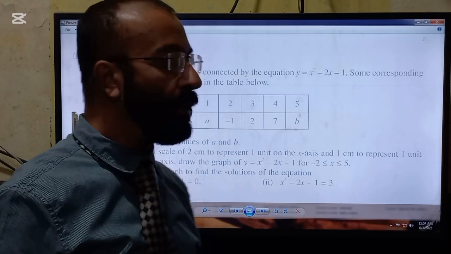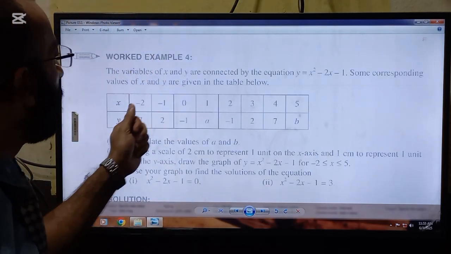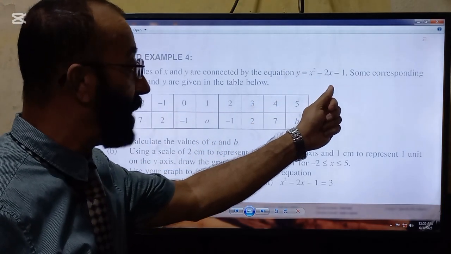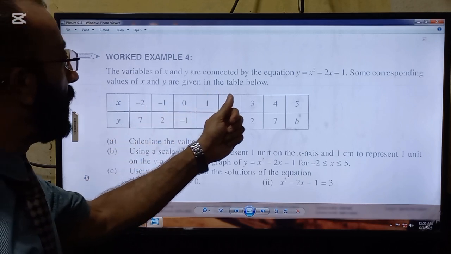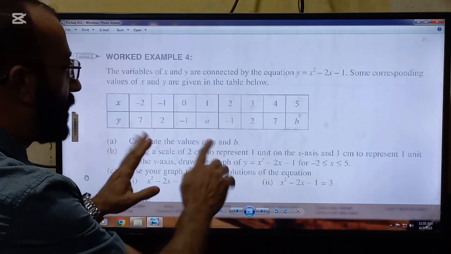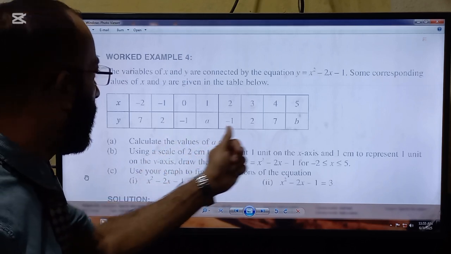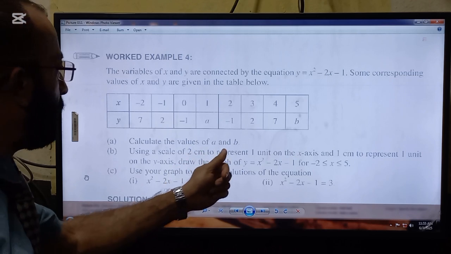Here is another important question in this topic. The statement is, the variables x and y are connected by the equation y = x² - 2x - 1. Some corresponding values of x and y are given in the table below. So a table is already given, but some values are missing, that is a and b. Part A's requirement is to calculate the values of a and b.